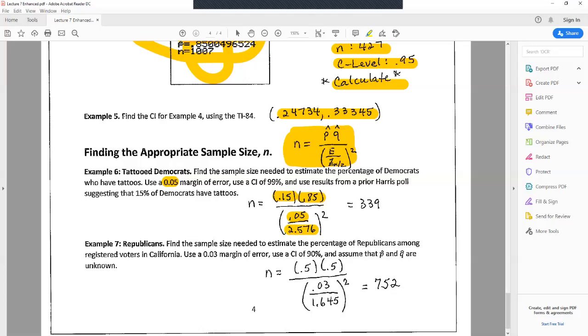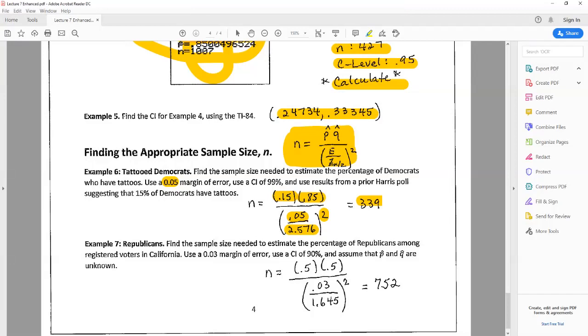The critical value for a 99% confidence interval is 2.576. And again, we could get that from inverse norm. Then you're going to square that denominator. And once you do that, we get, after rounding, 339 people. So if you would like to do a study with a 5% margin of error at the 99% confidence level, you would need to include 339 people in your sample.